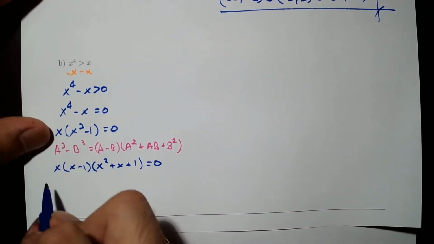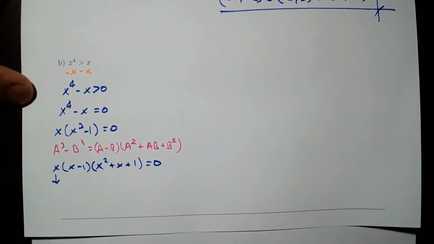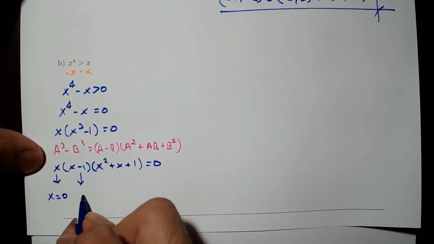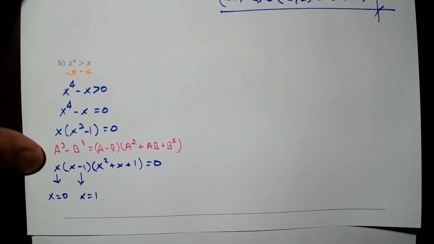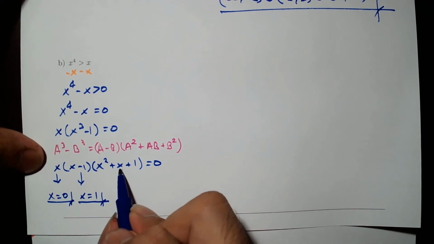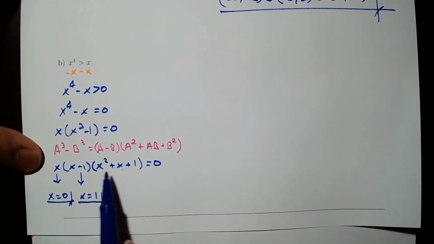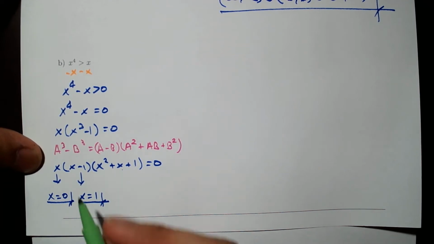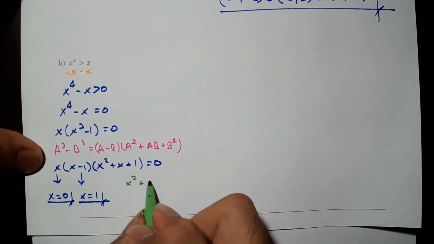From here, we're going to have that the critical numbers are x equals 0, x equals 1, and in this case, these will be the only two critical numbers, because if you try to solve this by factoring, factors of 1 that add up to 1, it's impossible to have those. So it's no solution. In fact, let me use a different color for this, this green: x squared plus x plus 1.